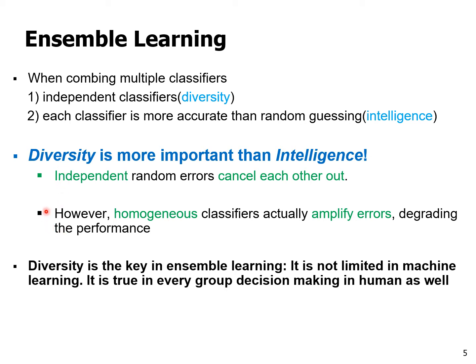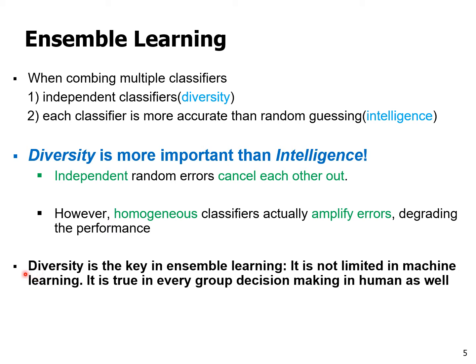On the other hand, if the classifiers in the ensemble are homogeneous or very similar to each other, then suppose one classifier creates an error, there is another similar classifier, and it probably generates a similar error. So if these classifiers are homogeneous, they actually amplify errors instead of canceling them out. So that's why diversity is more important in ensemble learning.